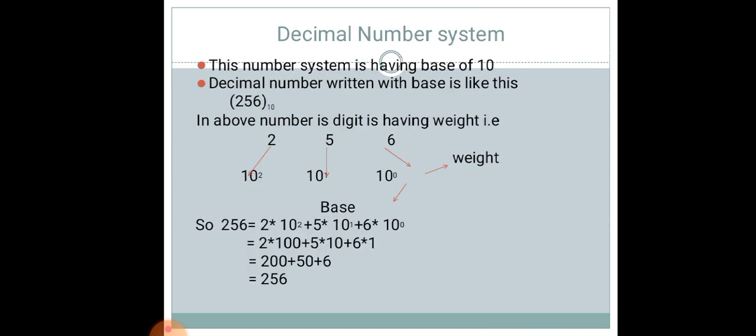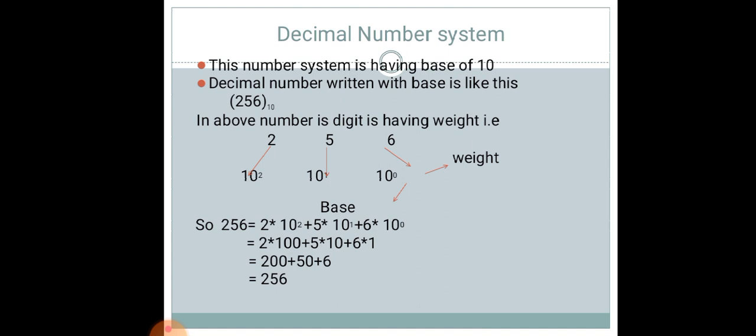Now we'll see what a decimal number system is. The decimal number system has a base of 10, written with the base like this: 256 to the base 10. So one decimal number is taken, you can see on your screen, that is 256 to the base of 10, right? Now how to give the weights for the decimal number system? In a decimal number system, each digit has its own weight, and the weight is defined on the basis of the base only, right? So how are weights given?